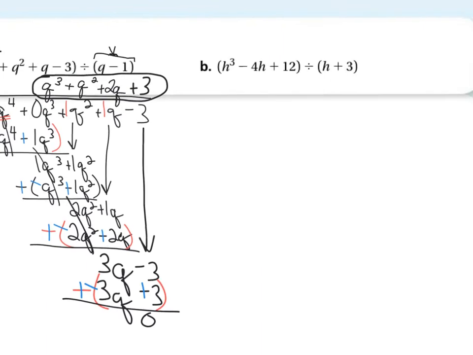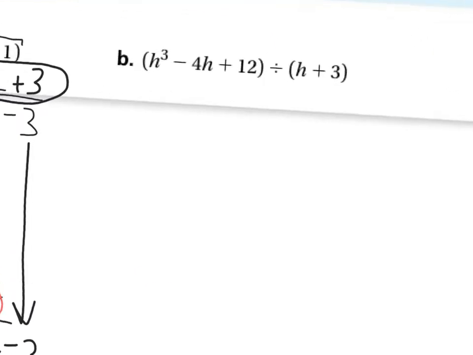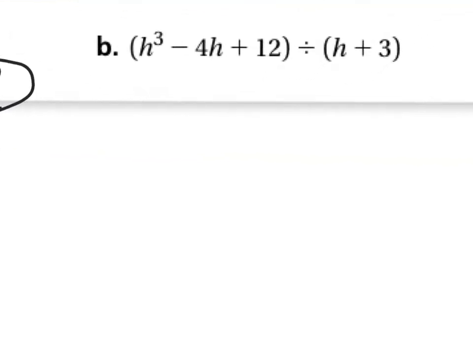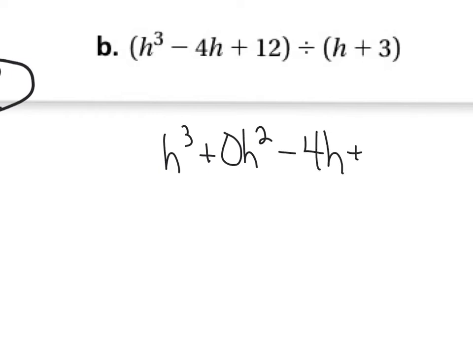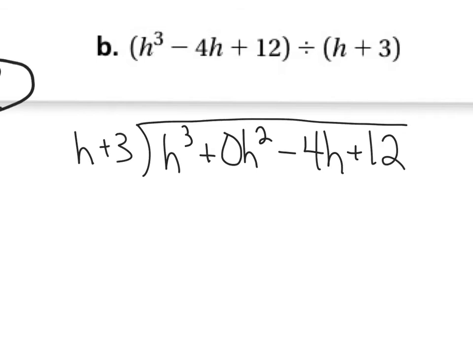So next, if we look at part B, we've got the same idea. And once again, we're dividing by a binomial, so we're going to be doing long division. Notice there's no h squared term, so make sure you put a 0h squared as a placeholder there so you don't lose track of where you're at. And we're dividing by h plus 3.